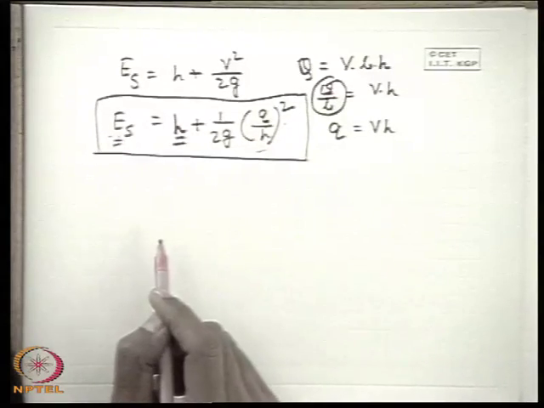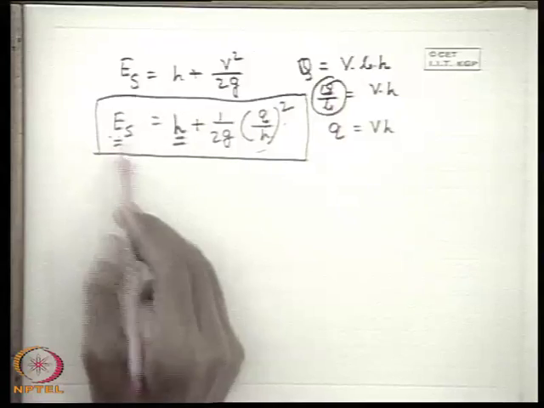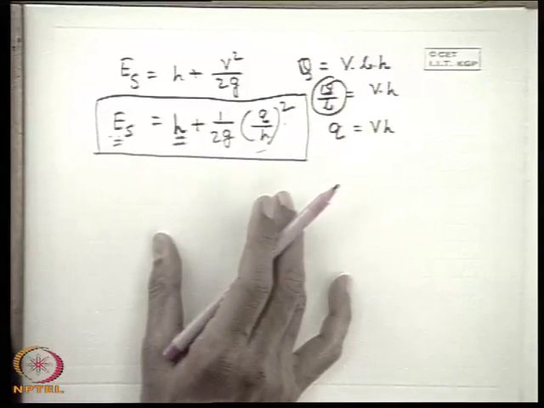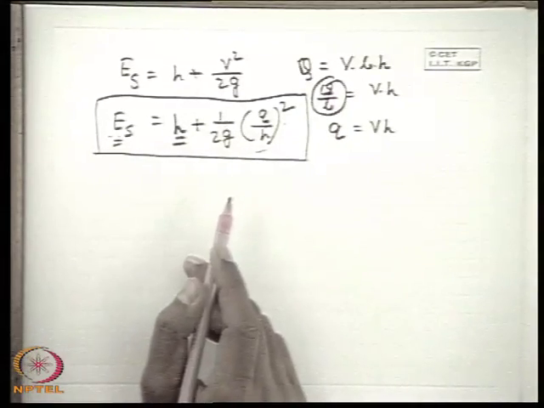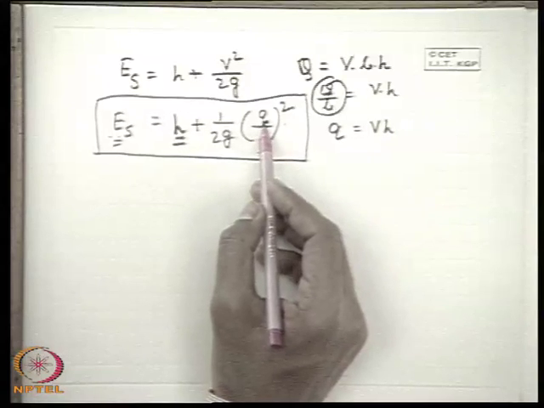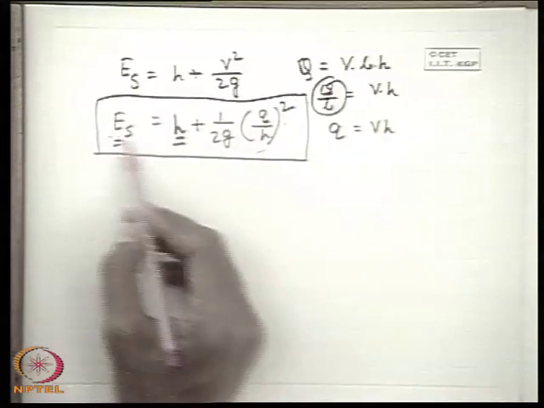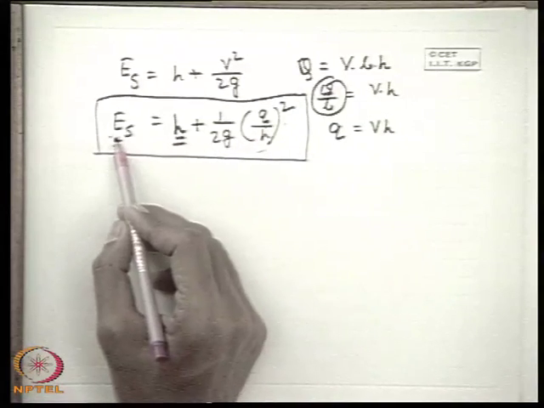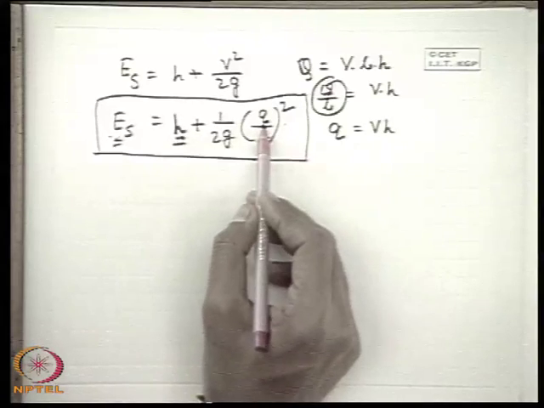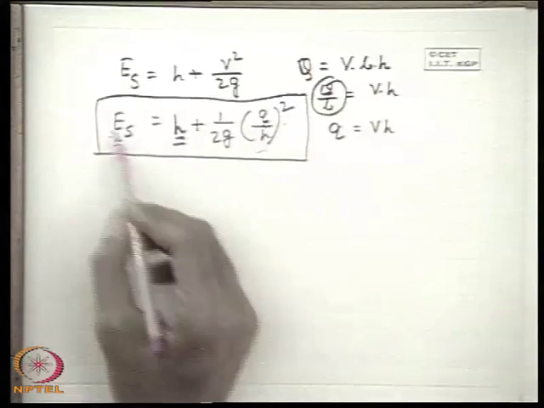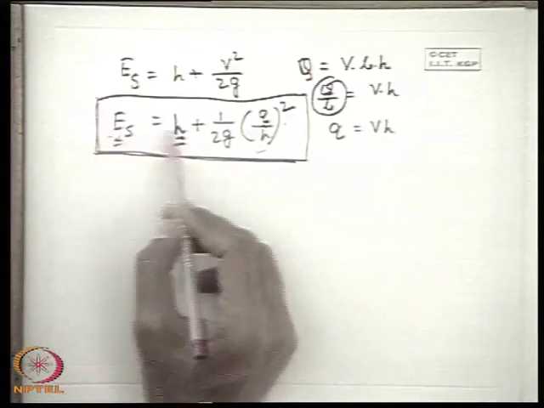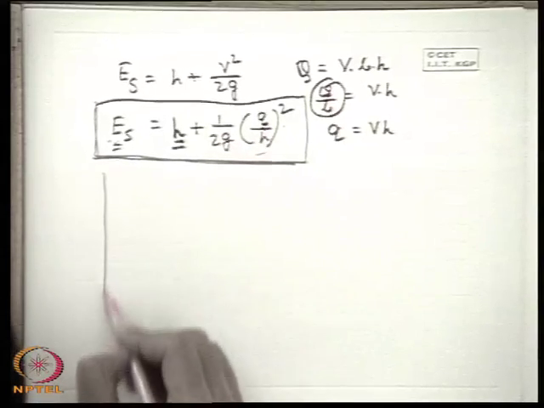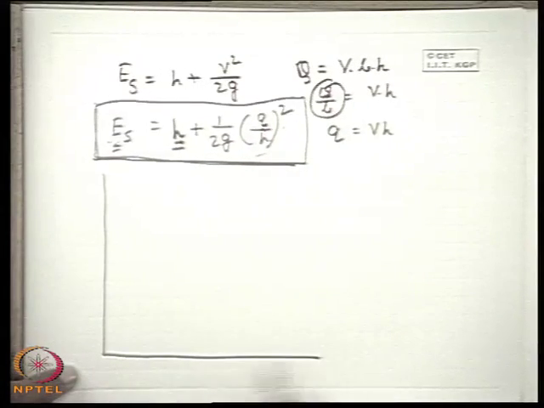Now we focus our attention in a particular fashion, that the discharge is constant. Now how does ES vary with H? If we see how ES varies with H for a particular value of q, that means if we plot this curve ES versus H, what will we get? Let us draw this curve ES versus H.